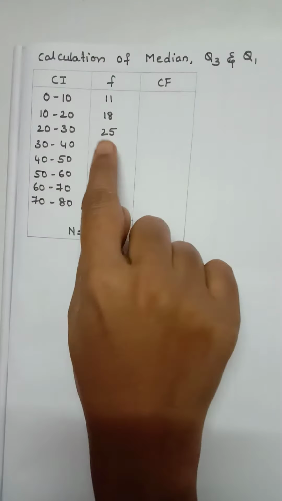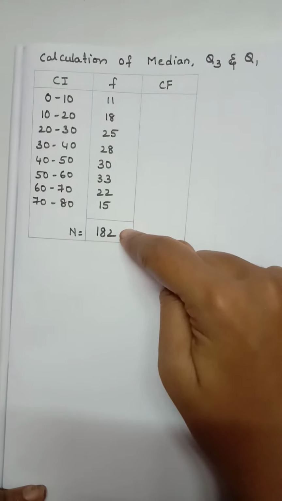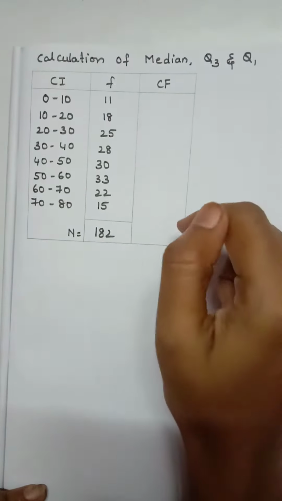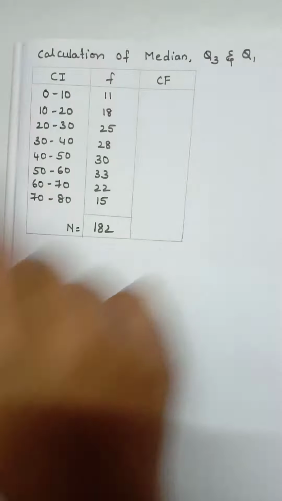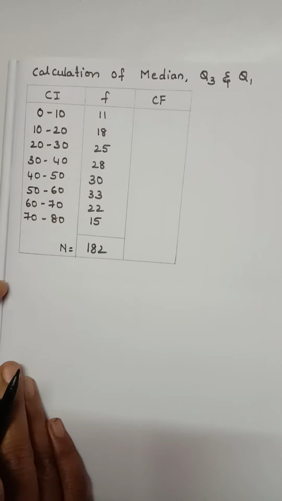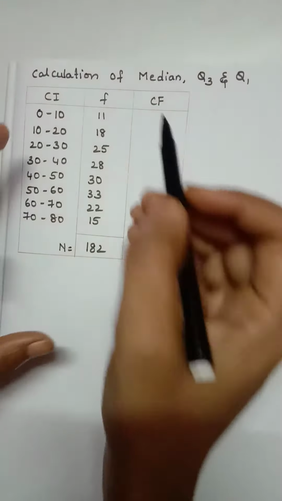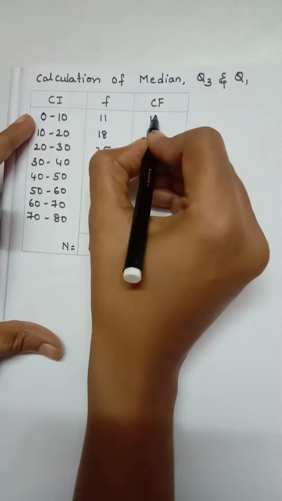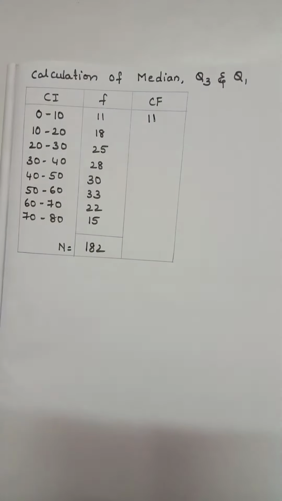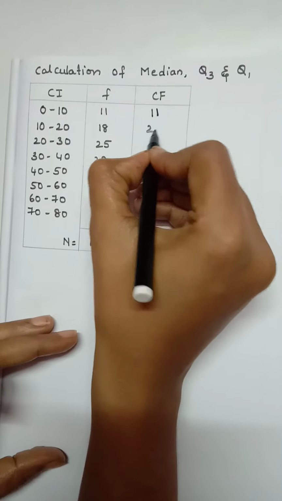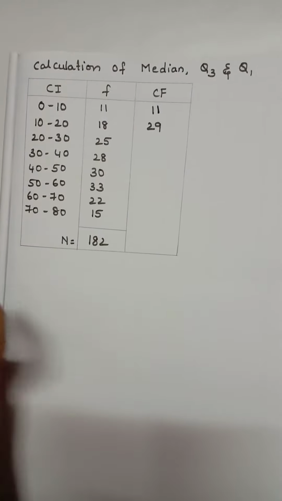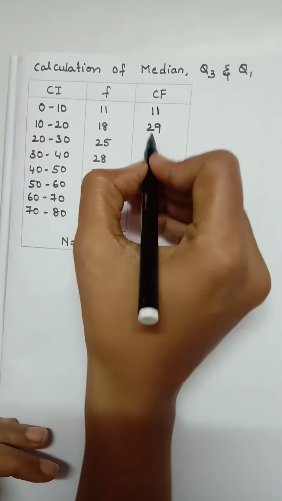The next step, after adding all the frequencies to get 182, is to calculate the cumulative frequency. Cumulative frequency is nothing but adding upon. The first number will always be 11. The second one, 11 plus 18, is 29. Next, 29 plus 25 is 54.